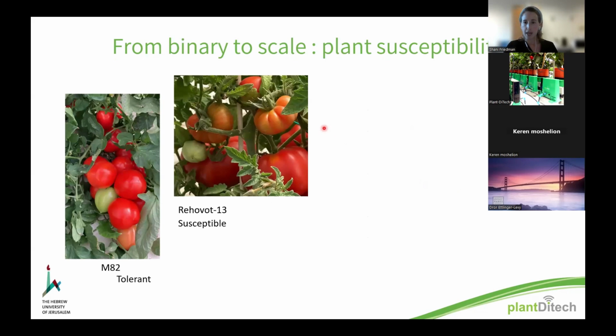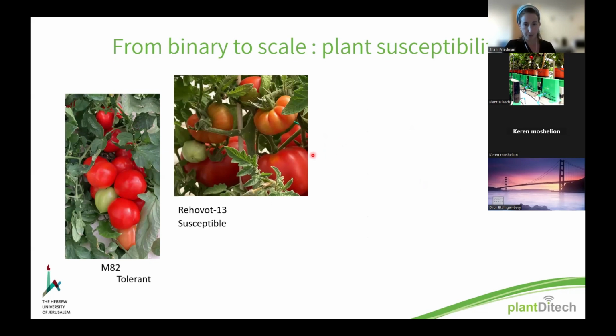Let's talk about plant susceptibility. People usually talk in four words: immune, resistant, tolerant, and susceptible. The problem with some of these words is that they are not black and white. How tolerant is a plant? How susceptible is it? We suggest talking in precise percentage of yield.